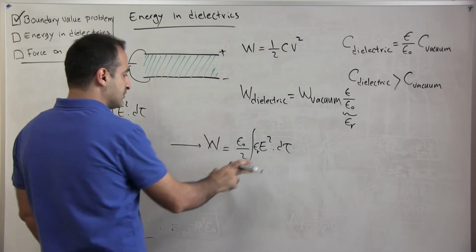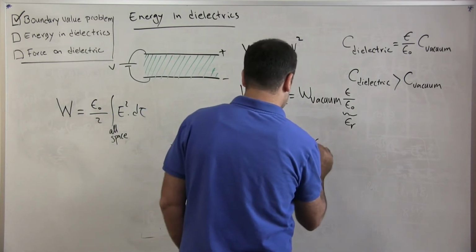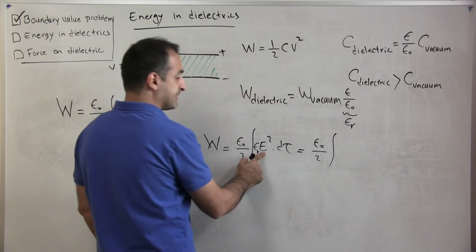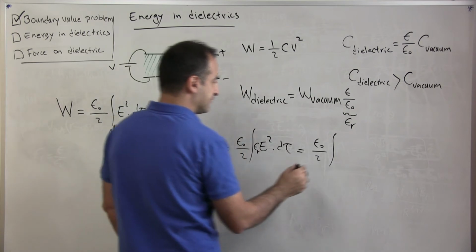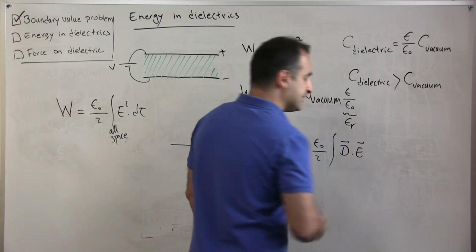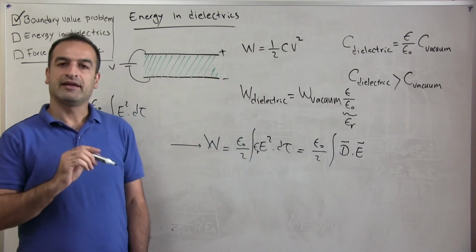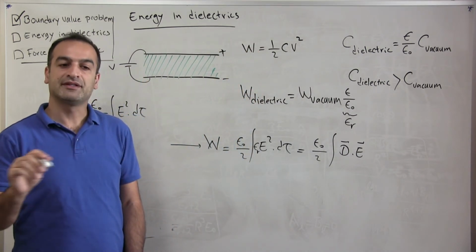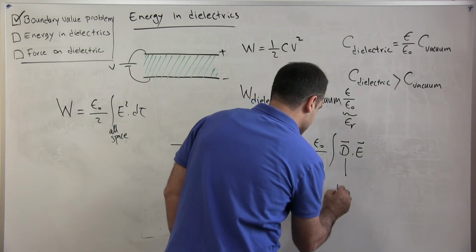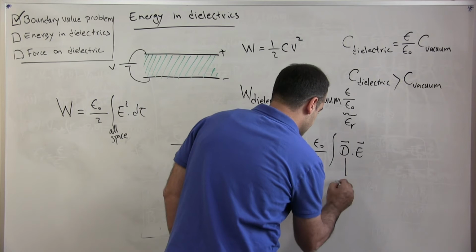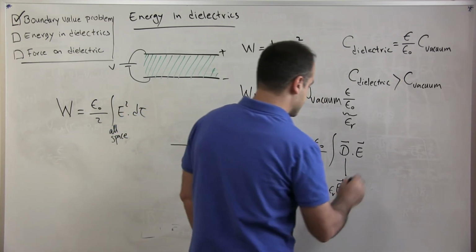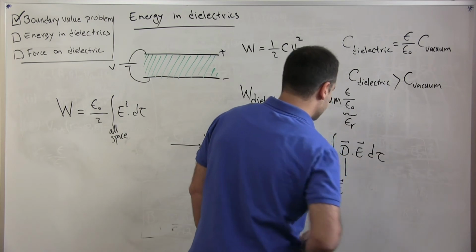And another way to write this is actually epsilon naught over 2 times the integral of, instead of taking the integral of E to the power of 2, you can take the integral of D dot E. D is the electric displacement, which is basically epsilon r times electric field, epsilon times electric field, times d theta.